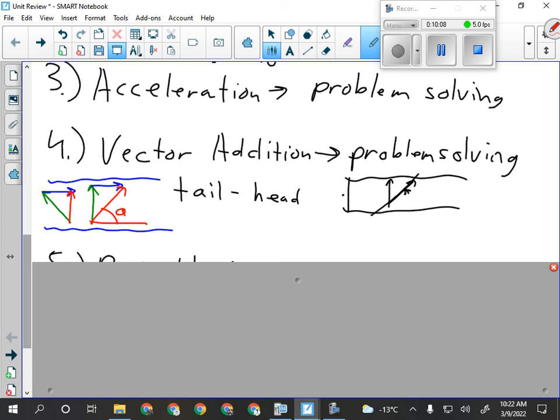So remember, there's 2 kinds of boat questions. Rowing across, you had 2 of those on your vector assignment. And going across at an angle, there weren't any like that on your vector assignment.